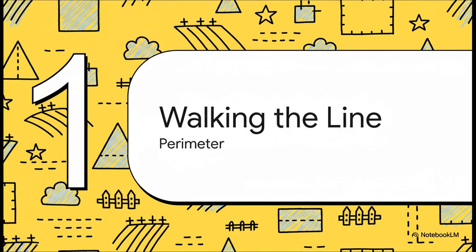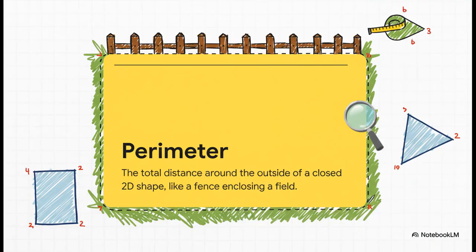First up, let's focus on that boundary. Imagine you're just tracing the edge of a shape, walking the line. Welcome to the world of perimeter. So perimeter is literally just the total distance around the outside of something. The source material gives a perfect analogy. Think of it like a fence. It's the total length of fencing you'd need to go all the way around a field. We're just talking about length here, a straight-up distance.